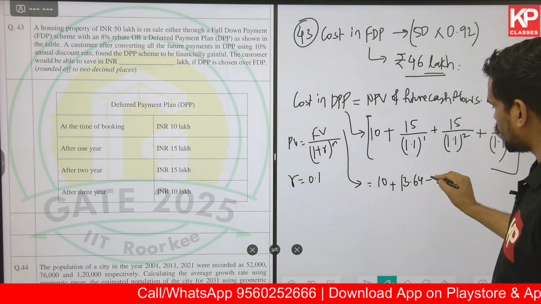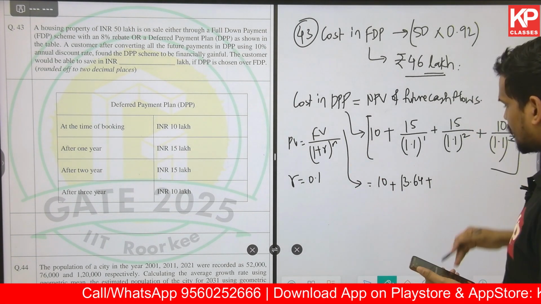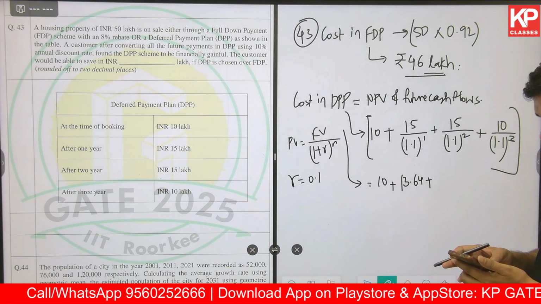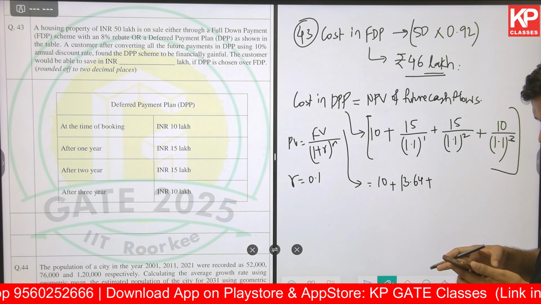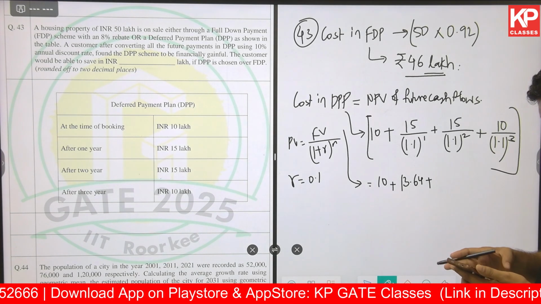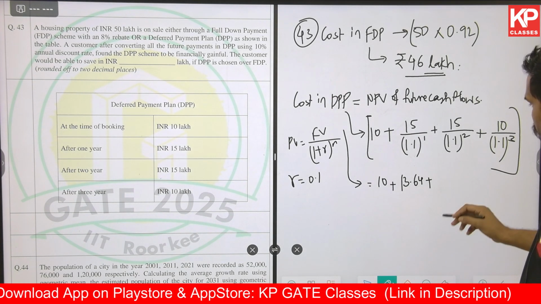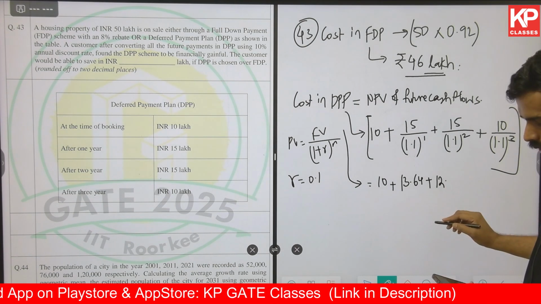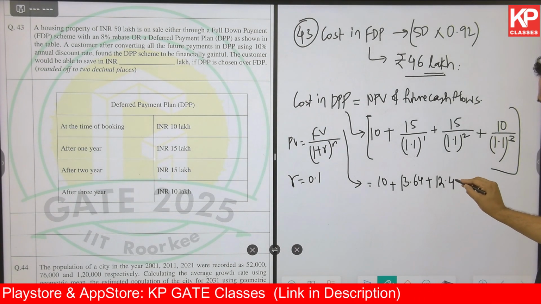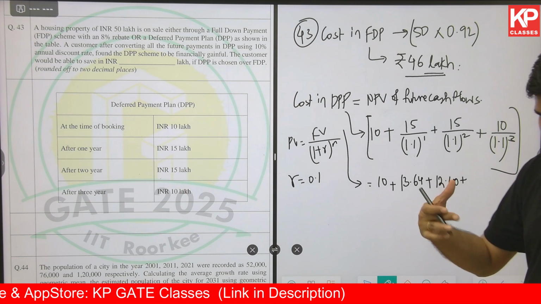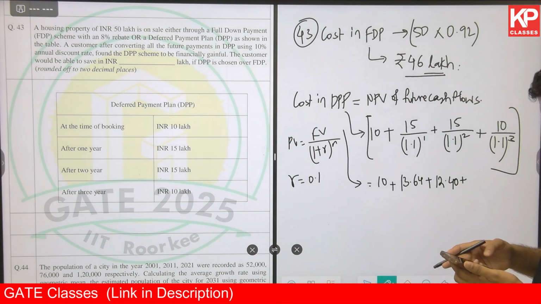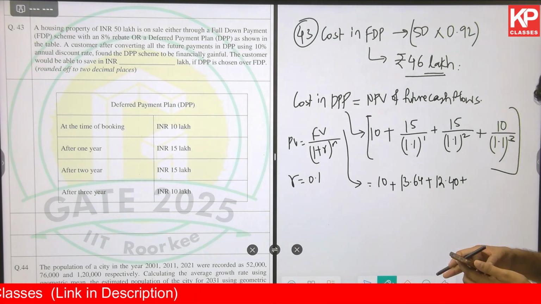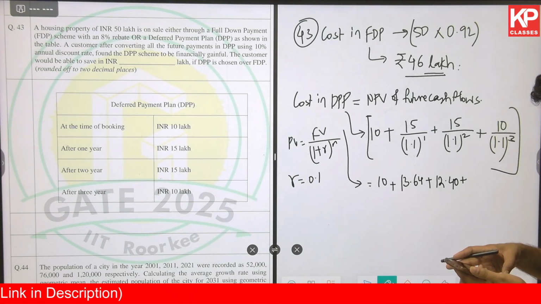You can write it as 13.64 because it is 13.636. Plus 15 upon 1.1 whole square. That's going to be 15 divided by 1.1 square. 12.39, I'm getting 12.397. I'm rounding off properly to 2 decimal places. And finally it is 10 divided by 1.1 cube.